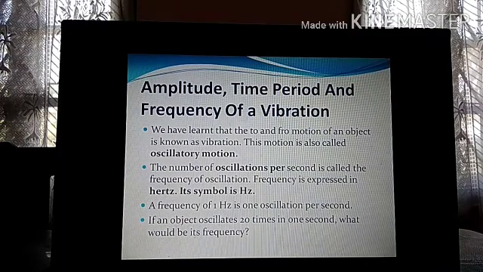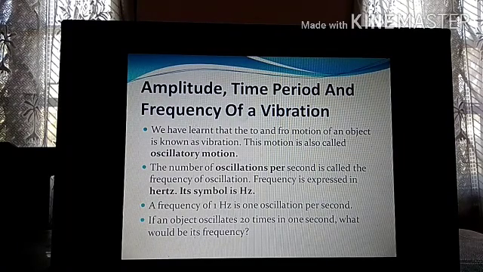If an object oscillates 20 times in 1 second, suppose, imagine, it is not possible, but imagine an object is oscillating in 1 second 20 times. Then what would be the frequency? 20 hertz. Suppose in 1 second it is oscillating 5 times. What will be the frequency? 5 hertz. So that is how it is expressed.